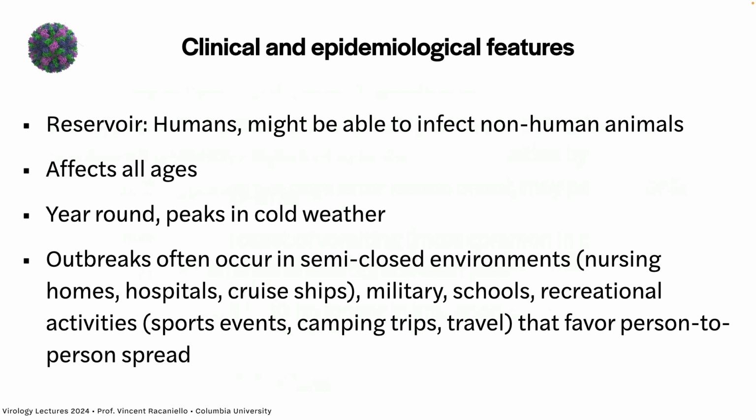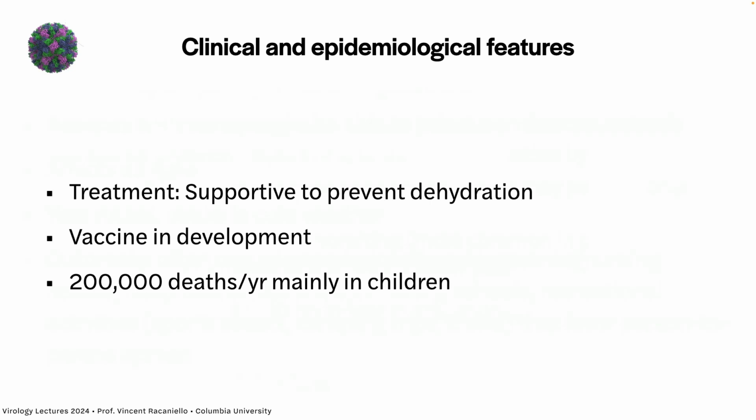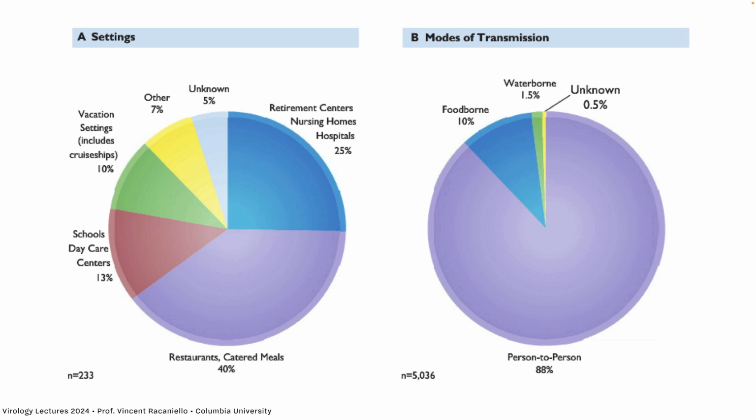All ages are susceptible. These occur year-round. They peak in cold weather, and outbreaks often occur in semi-closed environments. What is that? Nursing homes, hospitals, cruise ships, military schools, as you can see, any place where people are together and can contaminate each other. And so what's the treatment? Just prevent dehydration. We don't have any antivirals. Vaccines are in development, but we don't have them yet. And we have 200,000 deaths annually, mainly in children who don't get enough fluids to replenish their fluid loss. So here are some settings and modes of transmission.